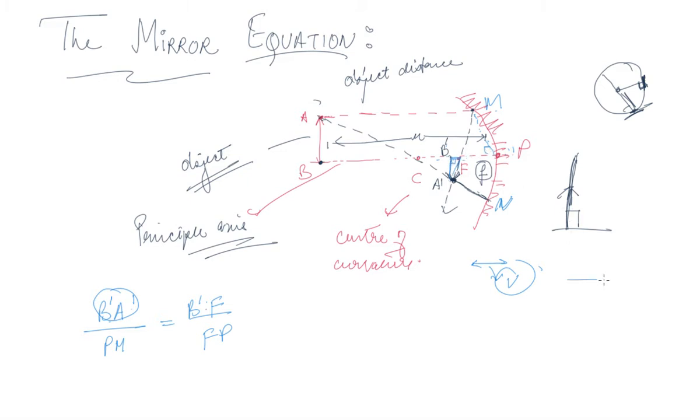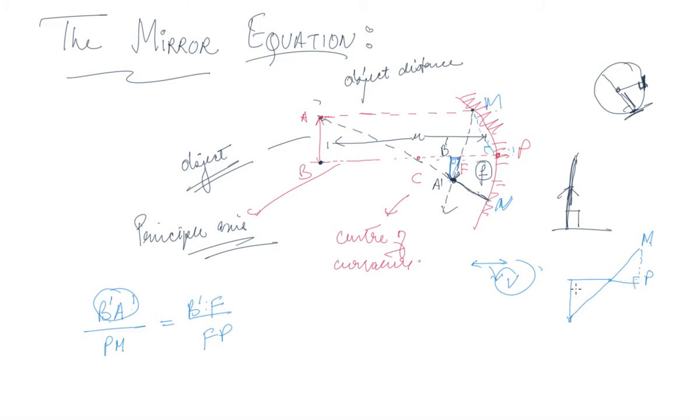And if you look over here, I'm extending this image. This is the image that is being formed. So this is M and this is P. Because it's a very large mirror, we have considered M and P to be almost a straight line.